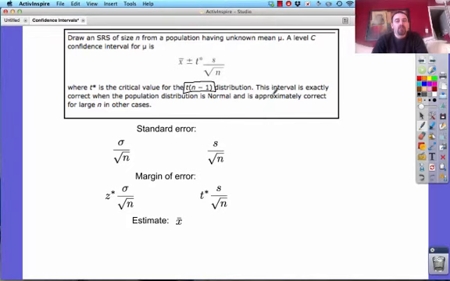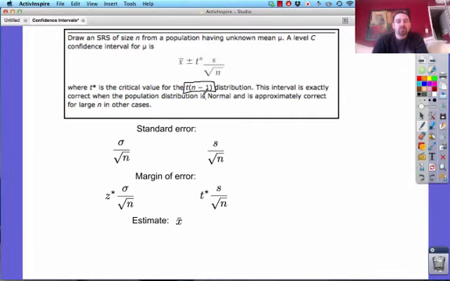Okay? The interval is exactly correct when the population distribution is normal and approximately correct for large n, that is n bigger than 30. Okay, so the same conditions apply as before. We have to have a normal curve, or we have to have a large sample size, n bigger than 30. And as a matter of fact, we can relax this a little bit for this distribution. But it works pretty well as long as we have a fairly decent size sample, and 30 is going to be very good. We can deal with fewer in this situation. And to find t star, we use the n minus 1 degrees of freedom.